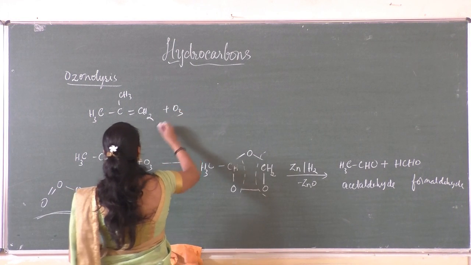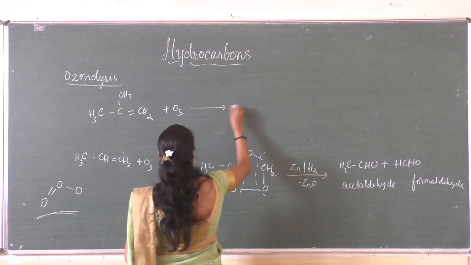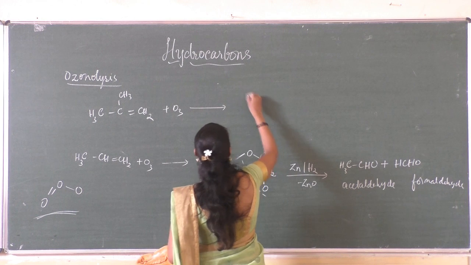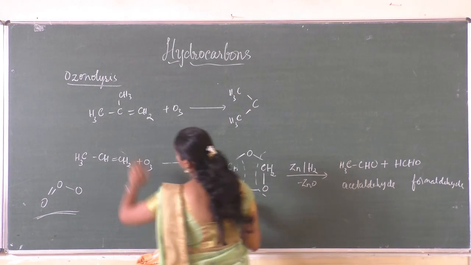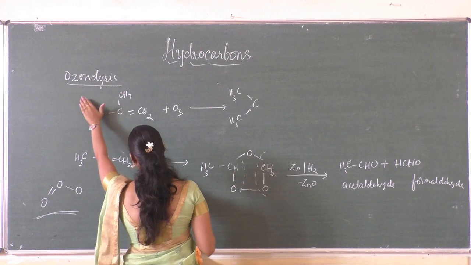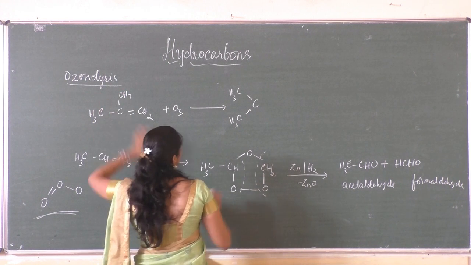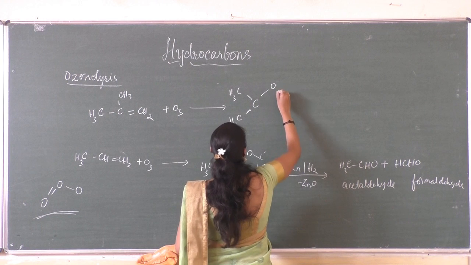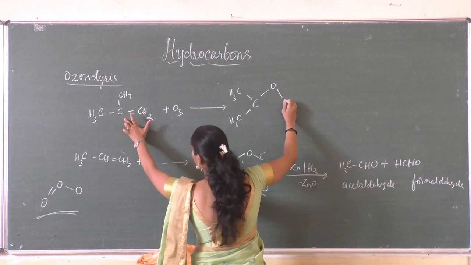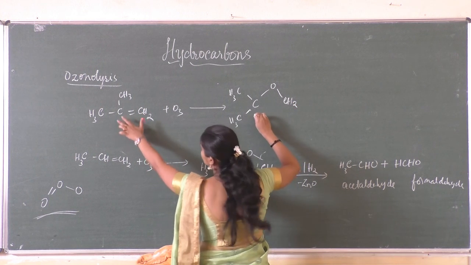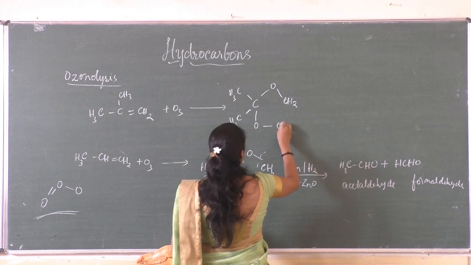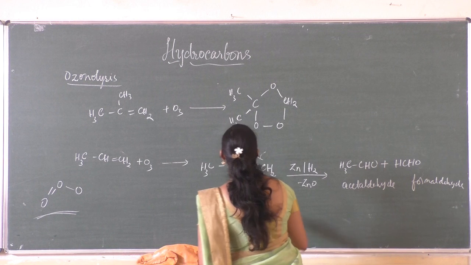Plus O3. Put this group to this side so that it will be easy to write the structure. So it is oxygen between these two carbon atoms, so it is CH2, then the other two between these two, which forms an ozonide.